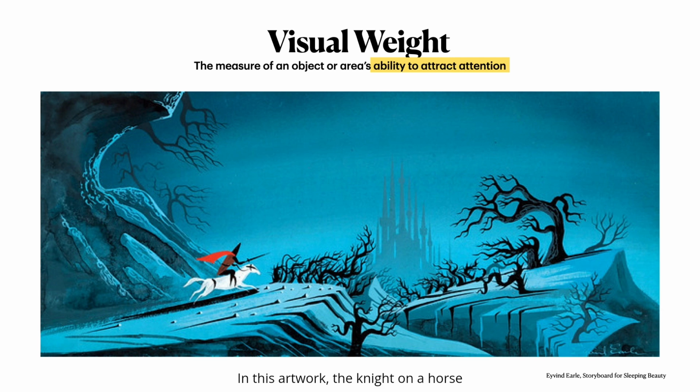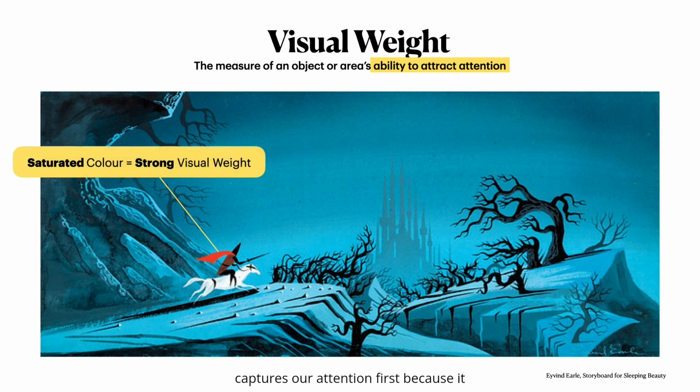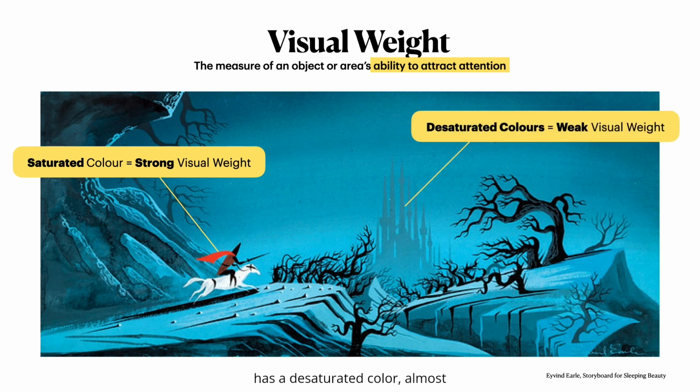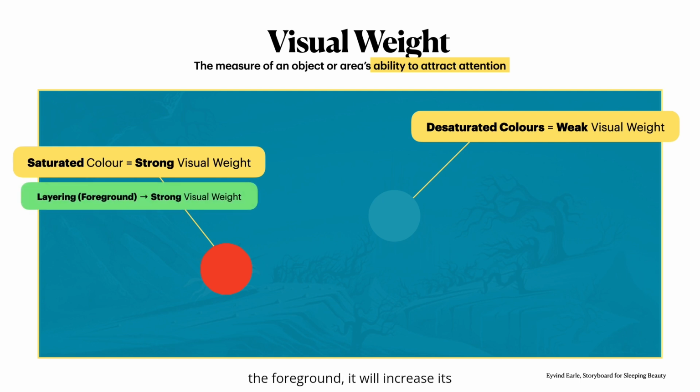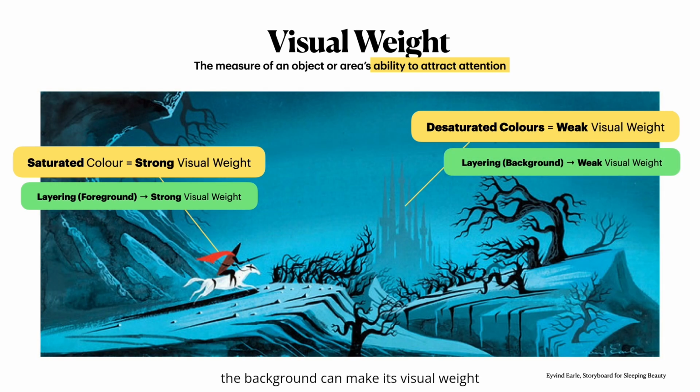In this artwork, the knight on a horse captures our attention first because it has a strong, saturated red color. It has a strong visual weight. The castle has a desaturated color, almost transparent. Hence, it has a weak visual weight. Color matters. The brighter and more saturated it is, the stronger its visual weight. If you put the object in the foreground, it will increase its visual weight too. However, putting it in the background can make its visual weight weaker.